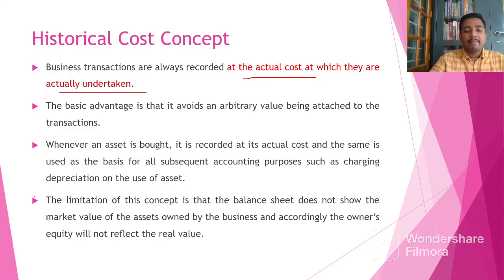Okay, and the limitation is there. The limitation of this concept is that the balance sheet does not show the market value of the asset. So every year the assets will not be revised to their market value. They will still remain in the books of account at their actual historical price less depreciation. So it will not be matched with the market value. So that is one of the limitations when we follow the historical cost concept.